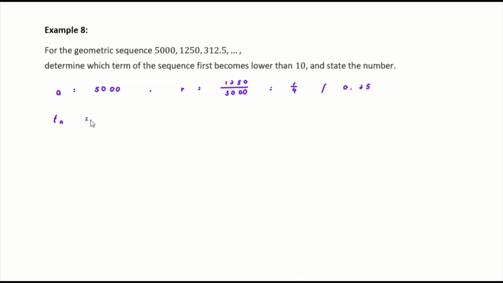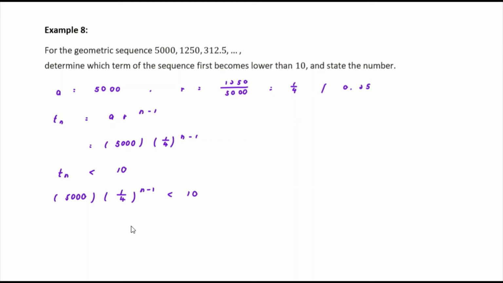Okay, so now let's try to write down the n term first. So the n term here will just equal to, no matter you are using big N or small n, it doesn't matter, okay? So A R to the n minus 1, right? So our A is 5,000. So our R here is 1 over 4 and then n minus 1. Okay, so in this case, we want to find what's the term that first becomes lower than 10. So which means when our term becomes lesser than 10. So 5,000 times 1 over 4 to the n minus 1 is lesser than 10. In this case, you also know that you need some knowledge of logarithm to solve that. So that's why you can just leave it to your calculator.